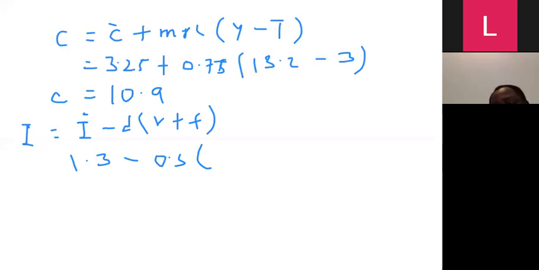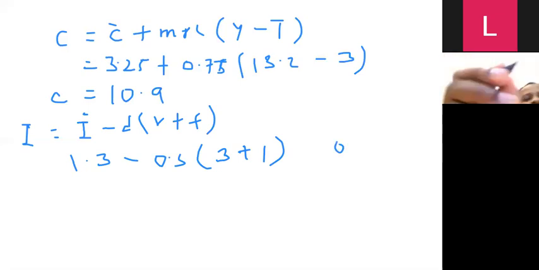So what did we get for our new R? We had our R to be 3. So new R is now 3 plus 1. That gives you 1.3 minus 0.3 into brackets 3 plus 1, which is 0.1. So that means the new investment, in the previous case, we had investment was 0.4, and it has reduced to 0.1.